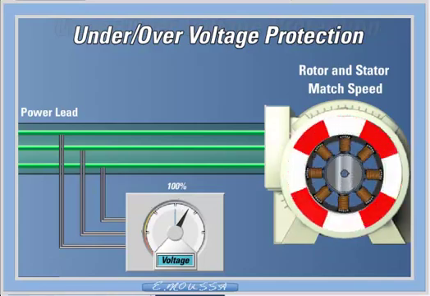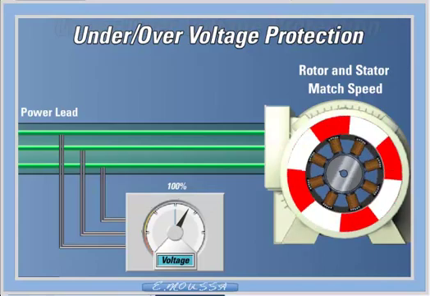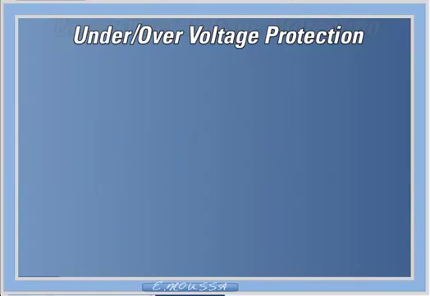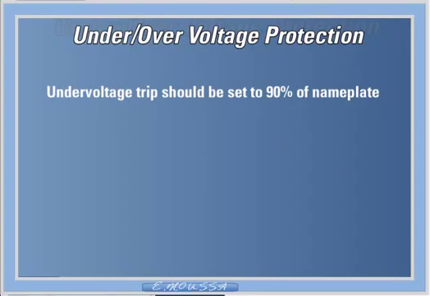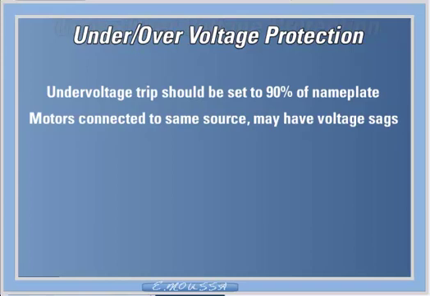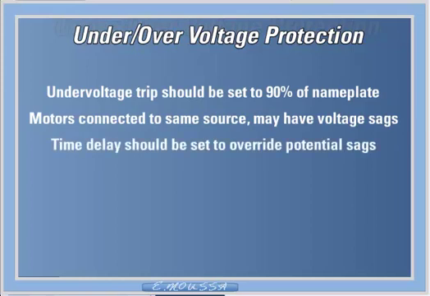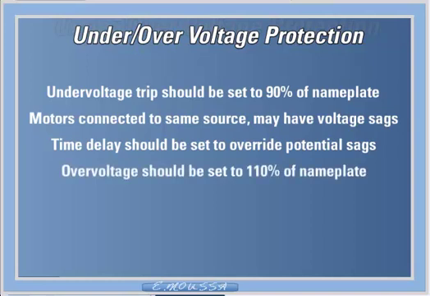The overall result of an under or over voltage condition is an increase in current and motor heating and a reduction in overall motor performance. The under voltage trip should be set to 90% of nameplate unless otherwise stated on the datasheets. Motors that are connected to the same source may experience a temporary under voltage when one of the motors starts. To override these temporary sags, a time delay set point has been incorporated into the under voltage element. The over voltage element should be set to 110% of the motor's nameplate unless otherwise stated in the datasheets.